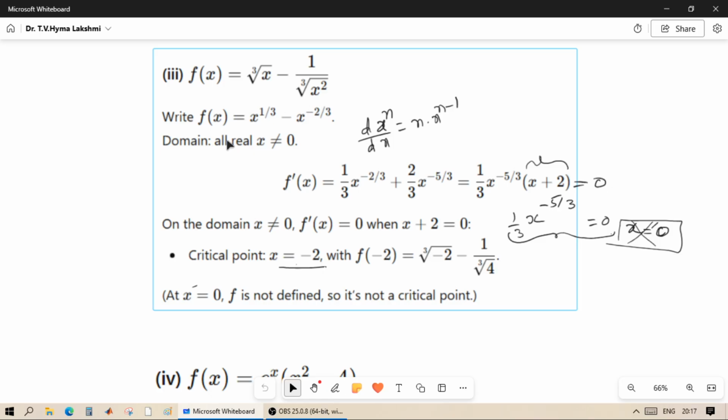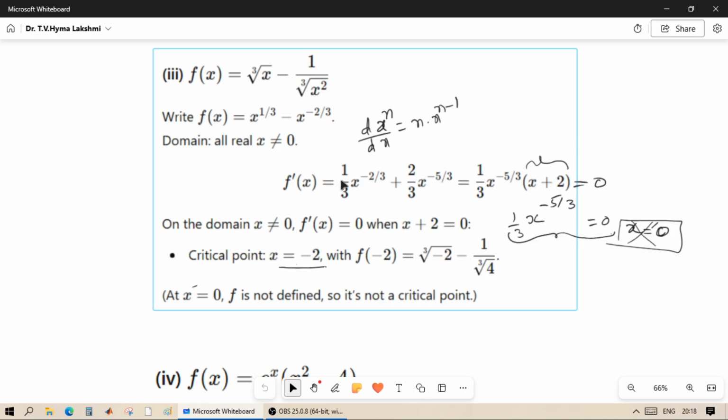So the domain is all real values except 0. Now let us write the f dash of x. That f dash of x equal to 1 by 3 into x power 1 by 3 minus 1, that is minus 2 by 3, plus minus of minus 2 by 3 into x power minus 2 by 3 minus 1, that is 2 by 3 into x power minus 5 by 3.